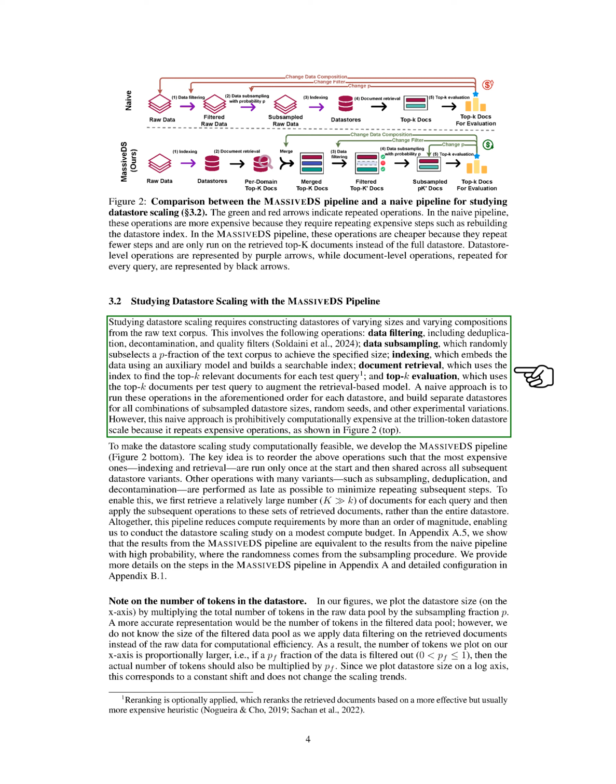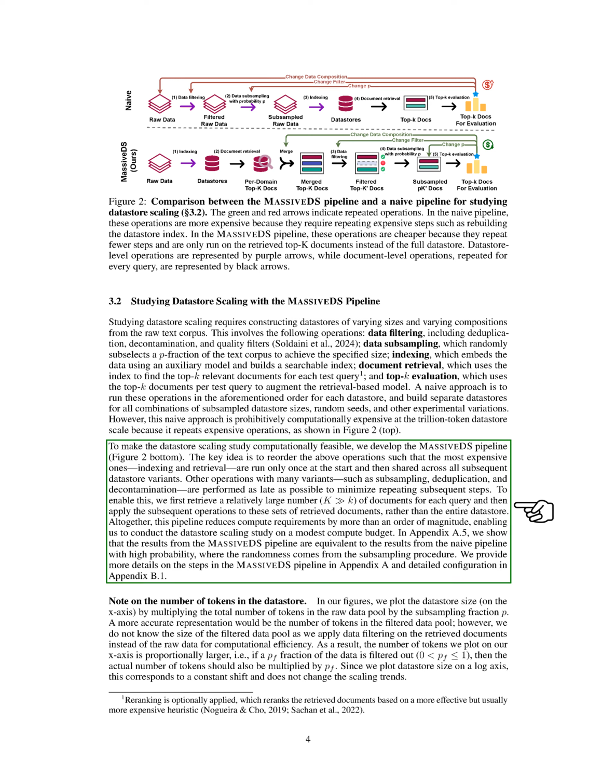A straightforward method would be to execute these steps in the order mentioned for each datastore, creating separate datastores for all combinations of subsampled sizes, random seeds, and other experimental variations. However, this naive approach is too computationally intensive at the scale of 1 trillion tokens because it repeats costly operations. To address this, we developed the MassiveEDS pipeline.